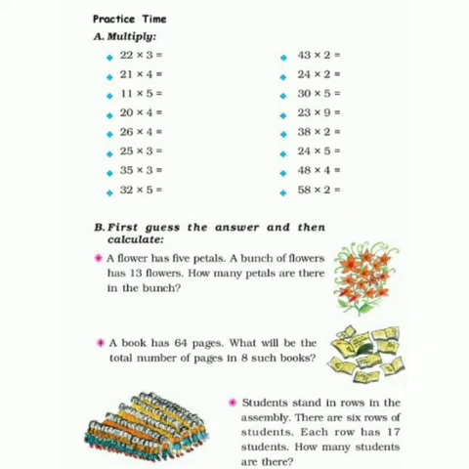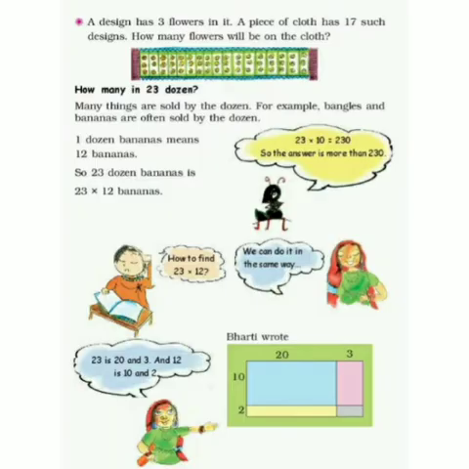Next, practice time. Now these sums you have to practice. Okay. Then first guess the answer and then calculate. Now here are some word problems. A flower has 5 petals. A bunch of flowers has 13 flowers. Now one flower has how many petals? 5 petals. And how many flowers are there? 13 flowers. So total how many petals will be there? 13 multiplied with 5. So you have to do the multiplication. Don't forget to write the statements. So the remaining problems we have given you in the notes, so you have to try them also. Okay.